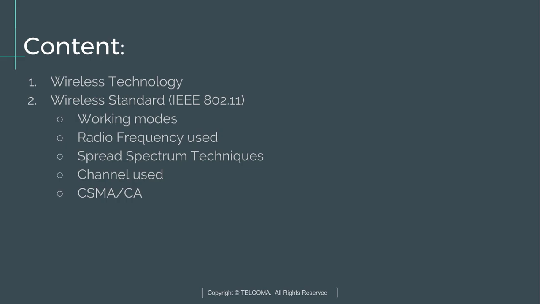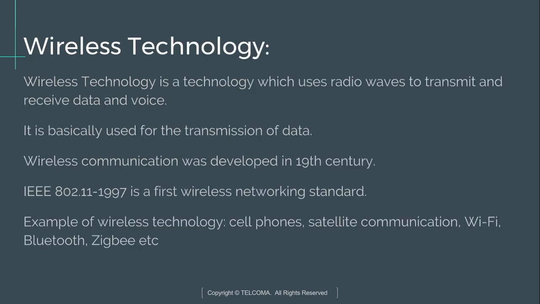So we will start with what a wireless technology is. Wireless technology is the technology by which we transmit data and voice over the air interface. In this we use radio frequencies to transmit and receive the data and voice. Basically, wireless technology was designed to transmit data, but later on it is also used for transmitting voice. Wireless communication was developed in the 19th century.